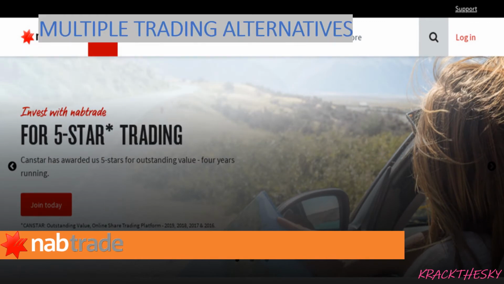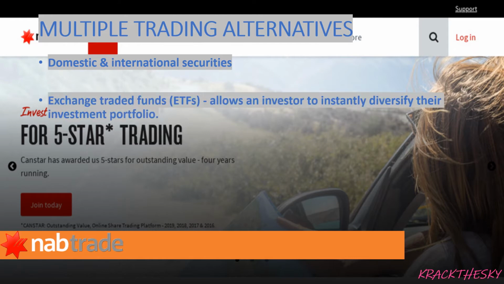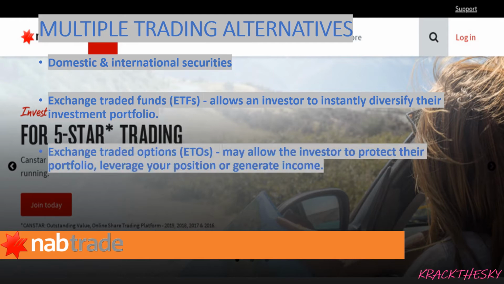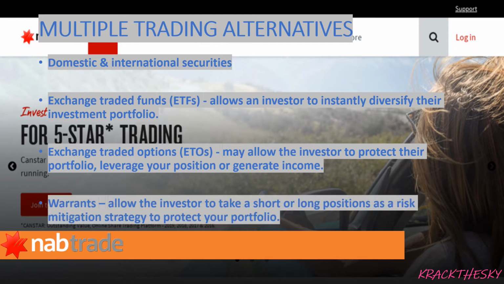So there's quite a number of alternatives for trading via NABtrade. Obviously you've got your domestic and international securities, so you can buy Apple, BP or whoever you want to buy. You've got your exchange traded funds. The ETFs allow an investor to instantly diversify their investment portfolio. If you want to have a dabble in exchange traded funds, they allow the investor to protect their portfolio, leverage your position, or generate income.